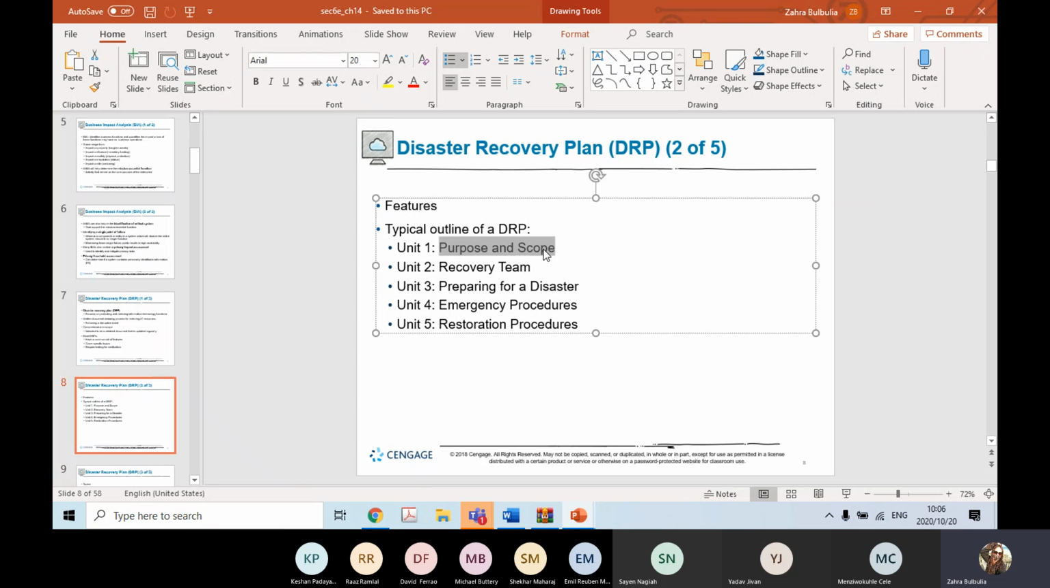Who is going to be in your recovery team? What are their qualifications? What are they going to deal with? What are their roles? How are you going to prepare for disaster? What would the emergency procedures be? And of course, how would I recover from that? What would my restoration procedures be?